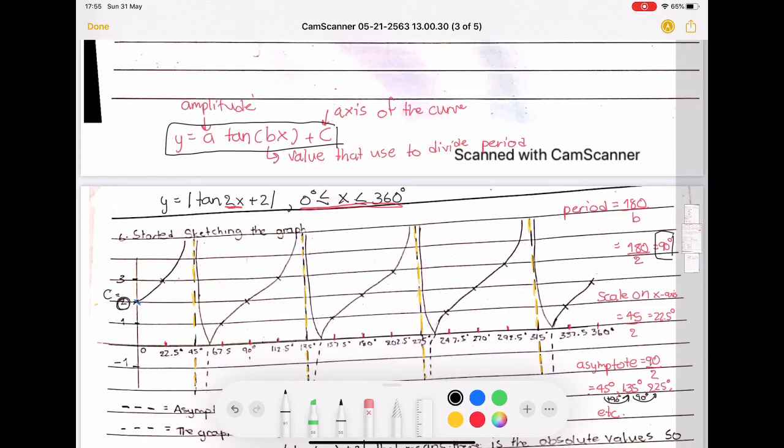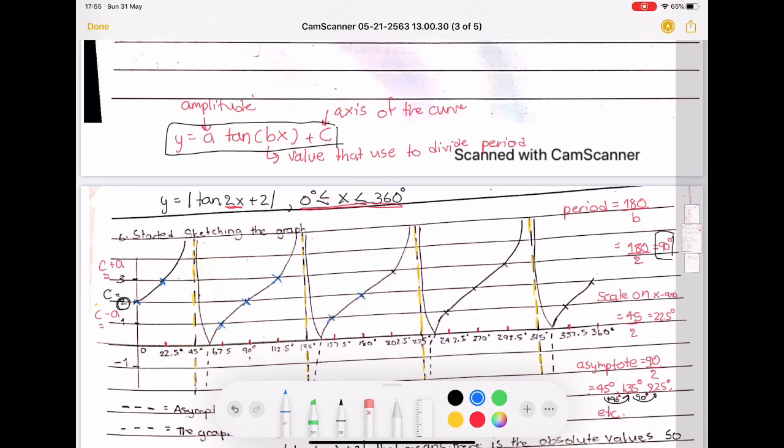Then for finding the higher point, we will use C plus A. So we get 2 plus 1, which is equal to 3. And for the last one, the axis of the curve minus the amplitude, we will get the lower point, C minus A. So 2 minus 1 equals 1. Then we plot the graph as a normal tan graph.